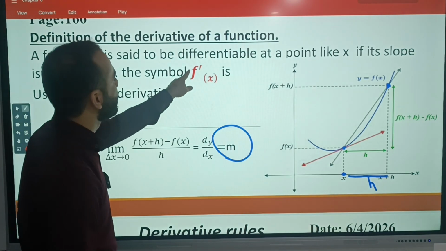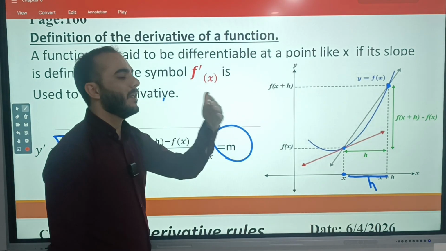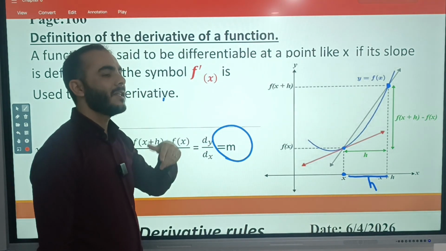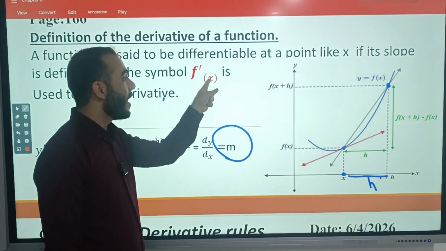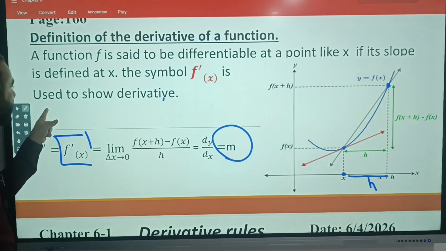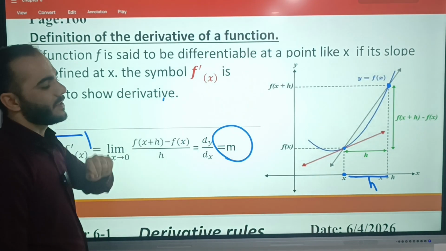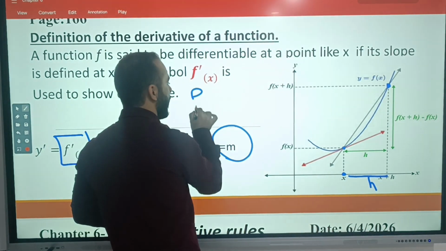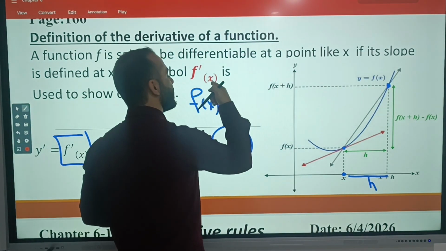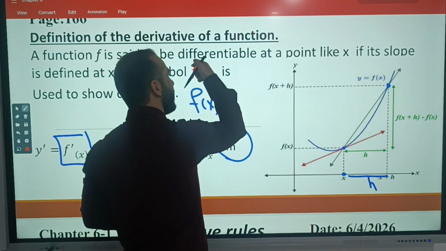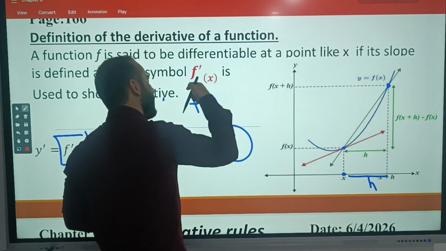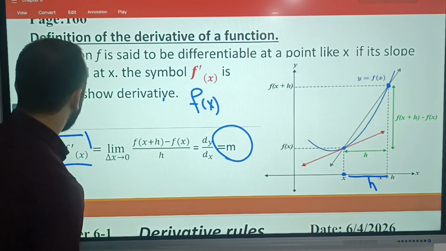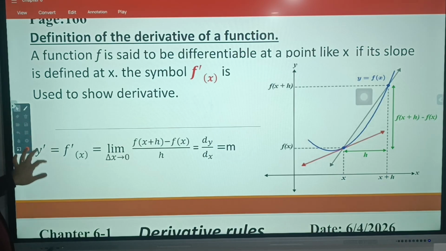The symbol f prime of x, we read it in this way: f of x is the function, but f prime of x is used to show the derivative. So I just want you to know that f of x is the function itself, but f prime of x is its derivative. Perfect.